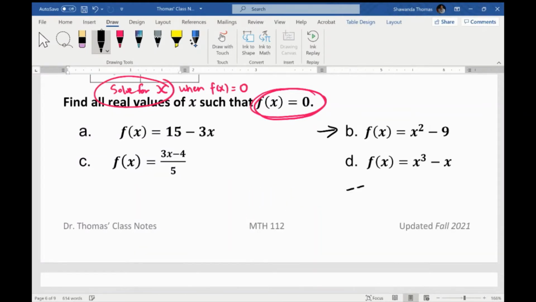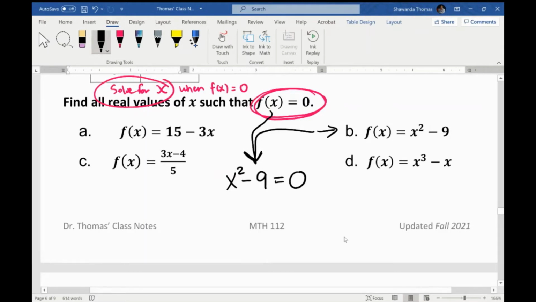x squared minus 9 equals 0. Nice. We're just setting x squared minus 9 to equal 0, switching out f of x for what it's equal to in B. What would you do next? You'll add 9 to each side. All right, I usually recommend something else. Anybody else? Well, adding 9 will work too.